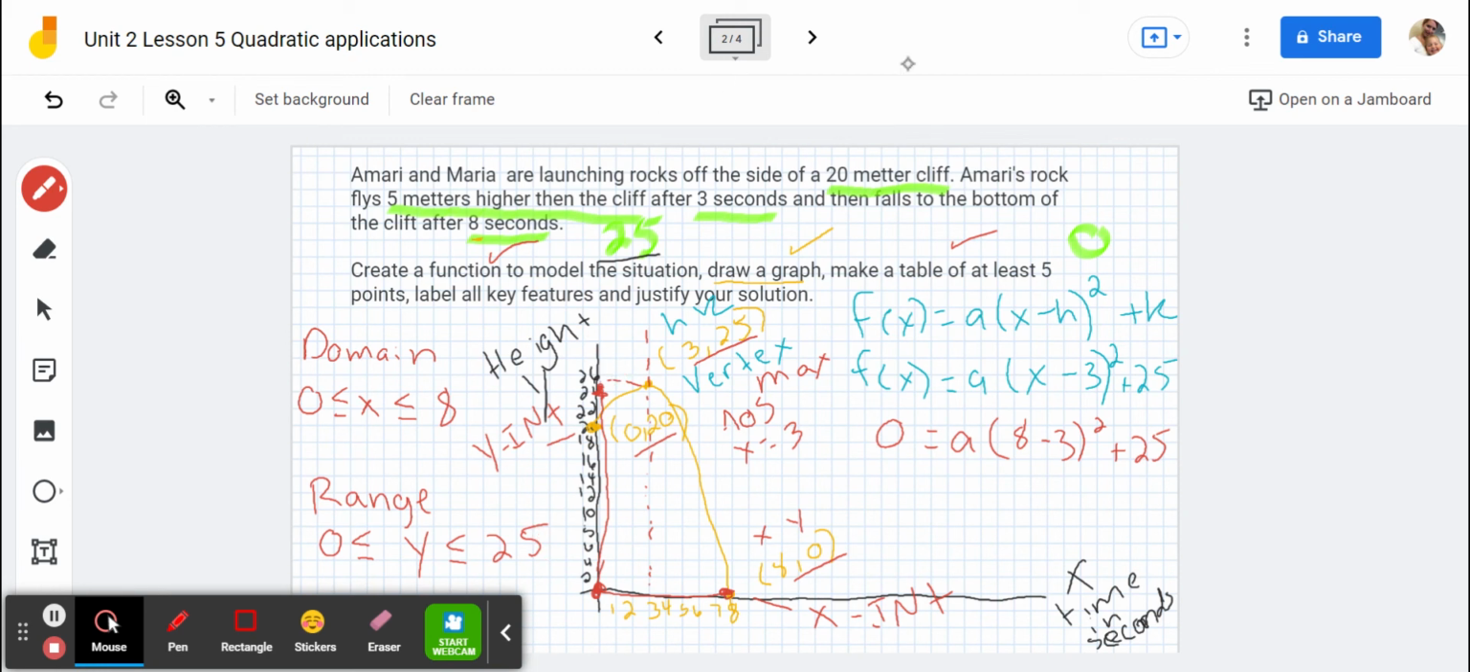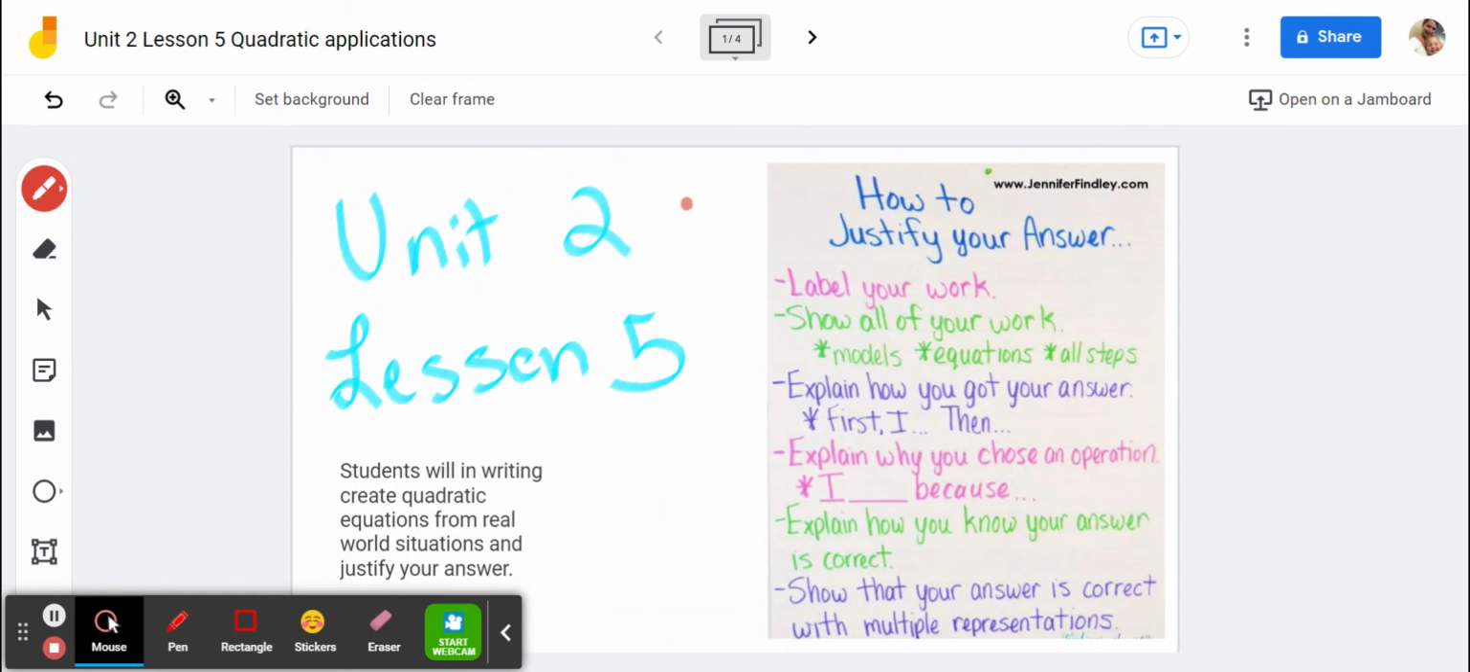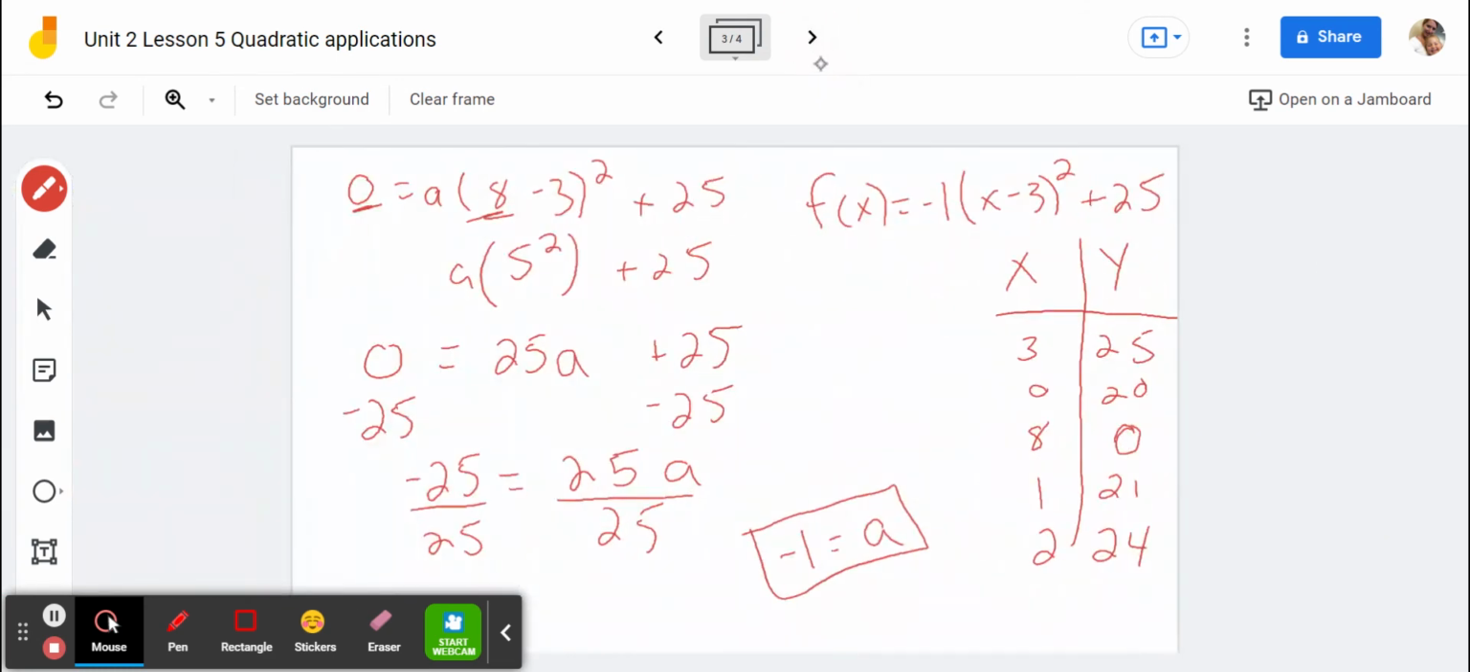Now, how can I justify my answer? Let's go back and read our justification. So label our work, check, right? So we check that off. Show all of your work, check. Explain how you got your answer. All right, let's go explain how I got my answer.